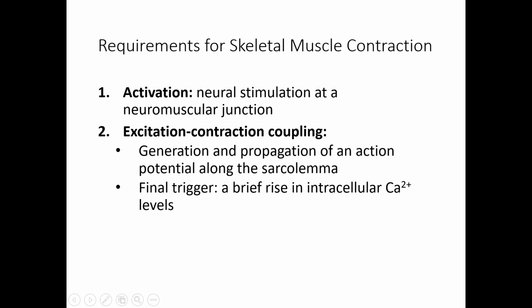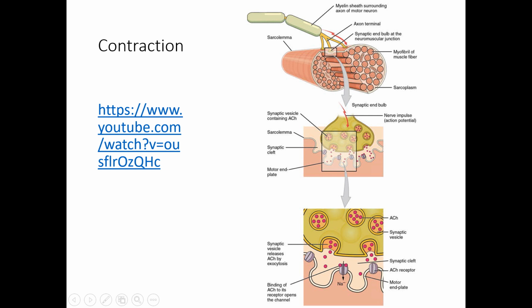That's the generation and propagation of an action potential along the sarcolemma. It means the electrical signal jumps from the neuron onto the muscle cell and starts traveling along that muscle cell, and then it goes inside and activates calcium. Here it is, muscle contraction.